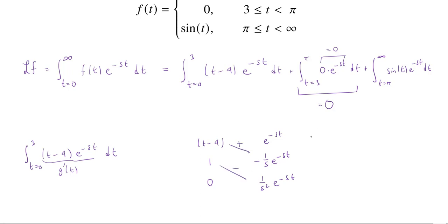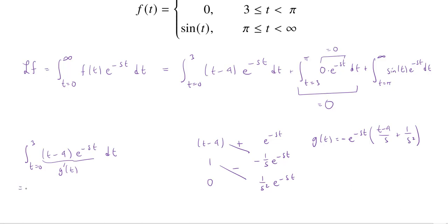And so my g of t, my antiderivative, is going to be, well, let's see, e to the negative st, that shows up in both. So I can pull that out. Also notice this one is going to have a minus sign, this one's going to have a minus sign, so I'll pull the minus sign out as well. And what's left over? I have t minus 4 over s, and then 1 over s squared.